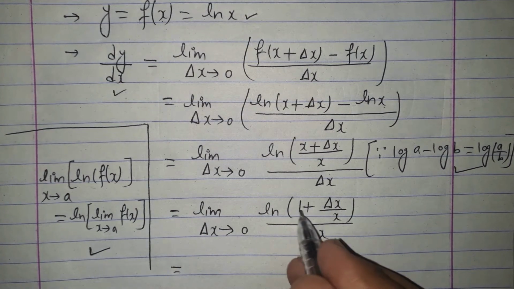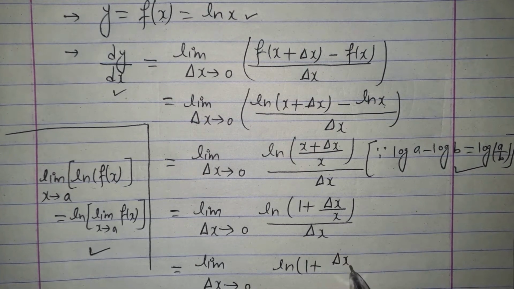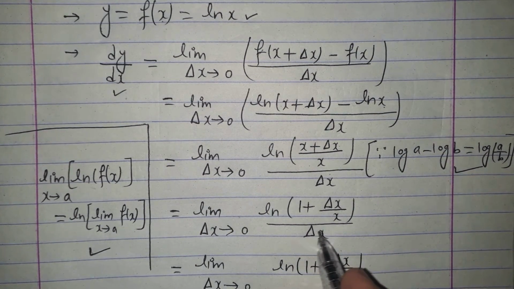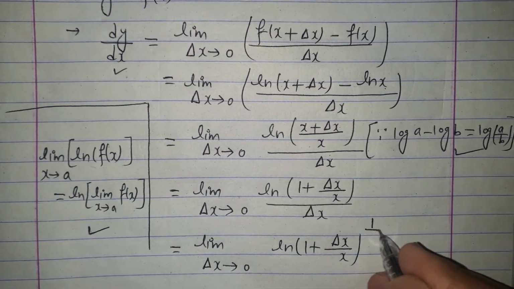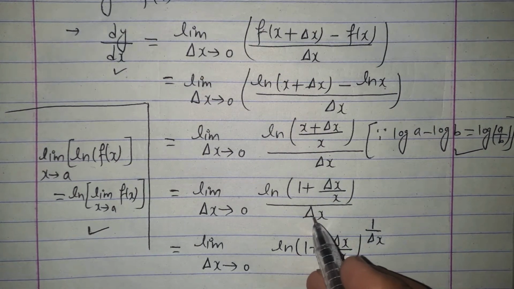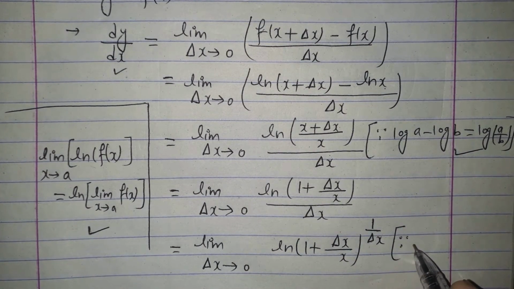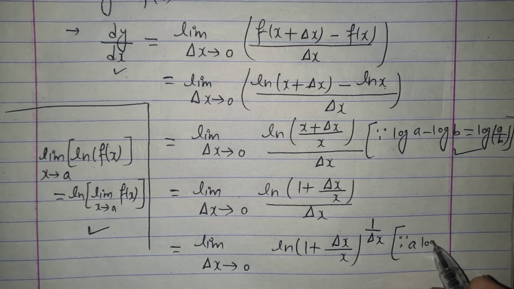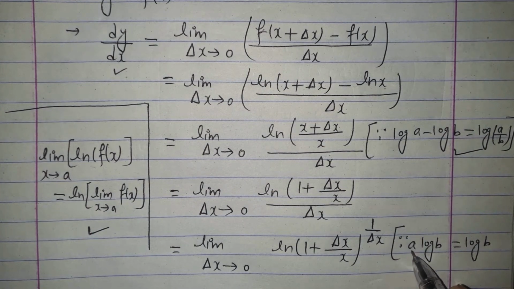And before using this concept, let's write here, this can be written as the limit as delta x approaches to 0 of ln of 1 plus delta x over x, and this 1 over delta x can be written as the power. Here we just apply the power law of the logarithm, this 1 over delta x. Here we just apply the formula a times log b is just log b raised to the power a.